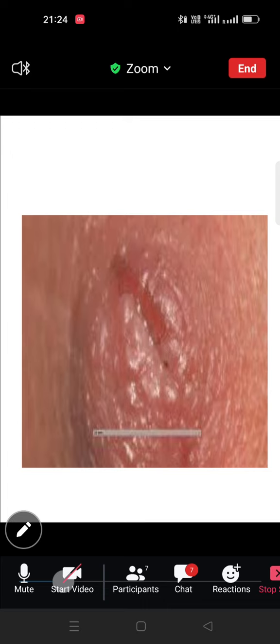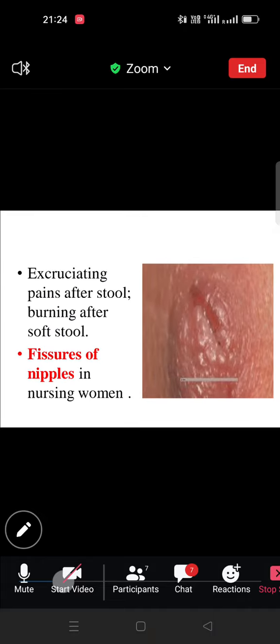We can see when there is oral thrush, or a baby is having breast milk, at that time a lady might be having a fissure over the nipple. Okay. But in the bracket there are two medicines. Can anyone tell me which two medicines? One is Graphites, another is Sepia. Okay.